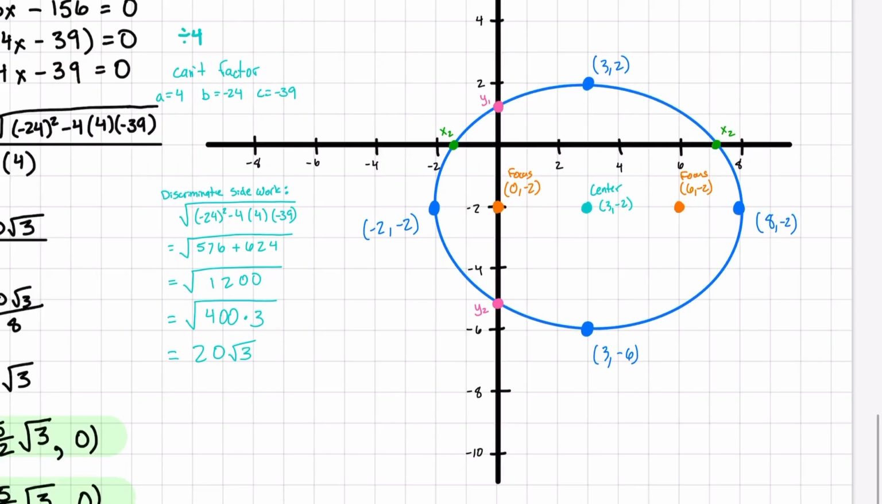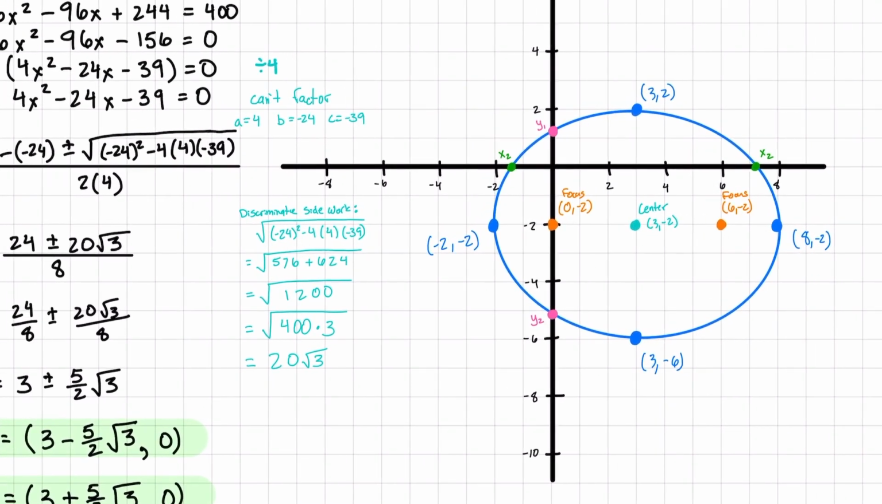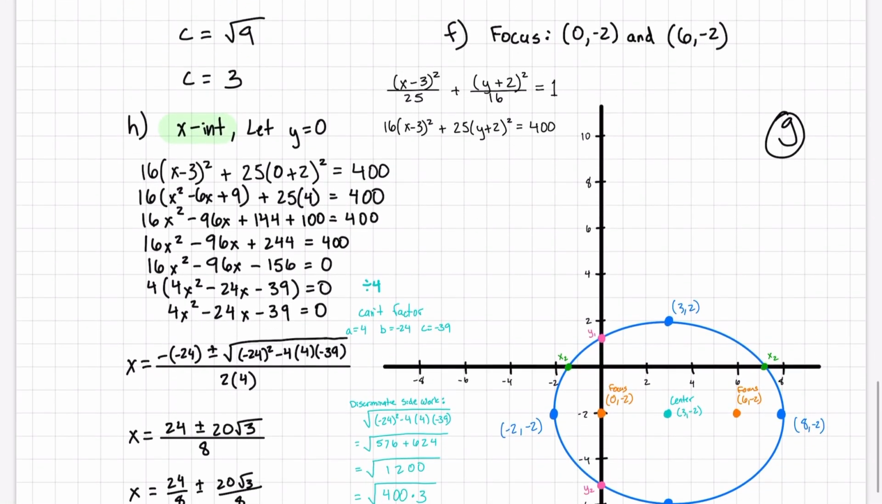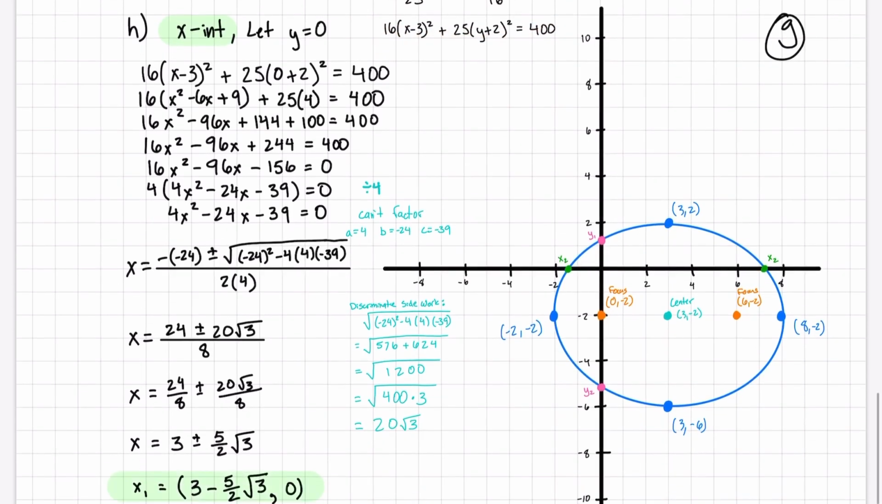All right, so there we have it. There's how we graph our ellipses. We start with an ellipse in general form. We complete the square to put it into standard form, and then from there we can graph it using our vertices, and we find our foci, and then just for good mathmanship, we find our x and y intercepts.